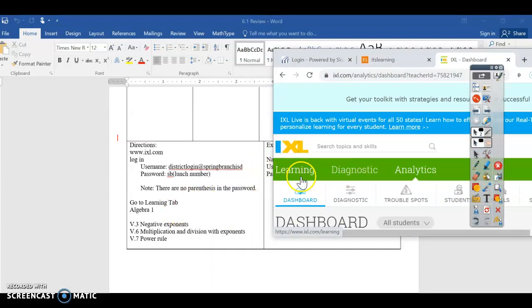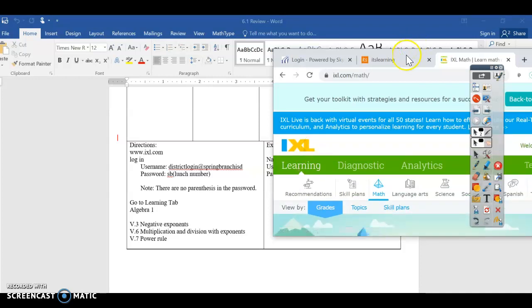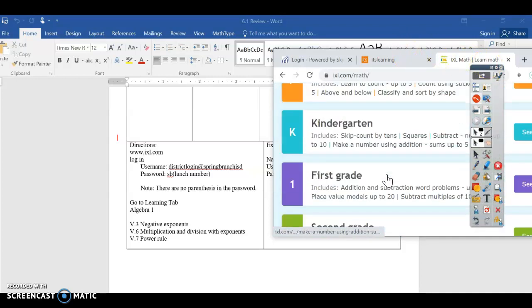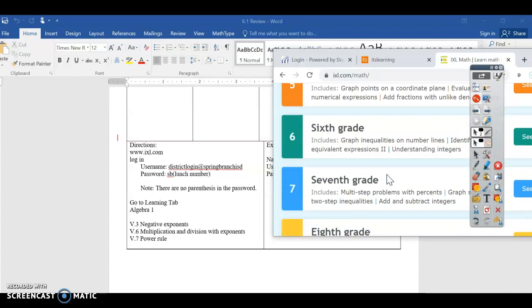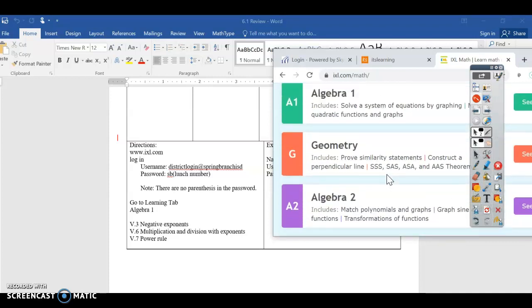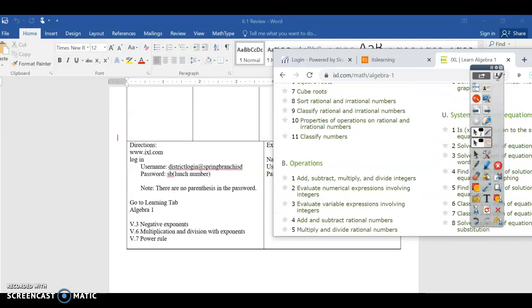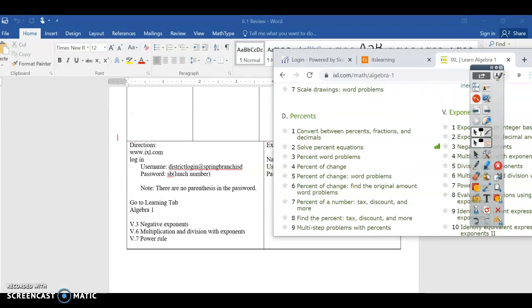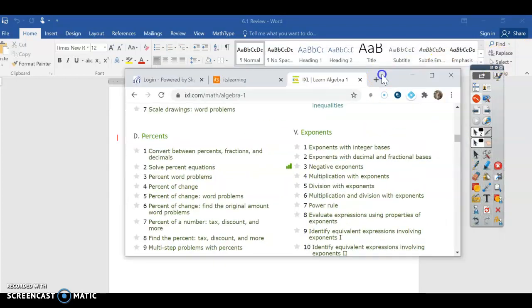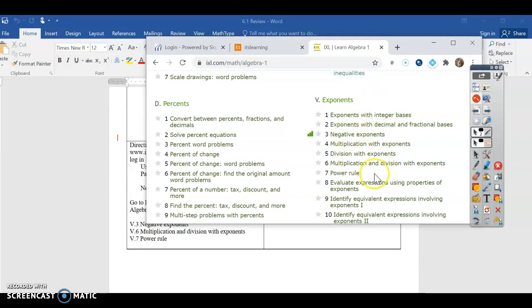We're going to go to this learning tab, and then we're going to go down to Algebra 1. I know we're in Algebra 2, but we're going to do an Algebra 1 review. Then we're going to scroll all the way down to the V's. It's in alphabetical order, so V is right here. We're going to do V3, V6, and V7. So you'll have 2 days, today and tomorrow, to complete those 3 IXLs. Okay? So the first one is V3.